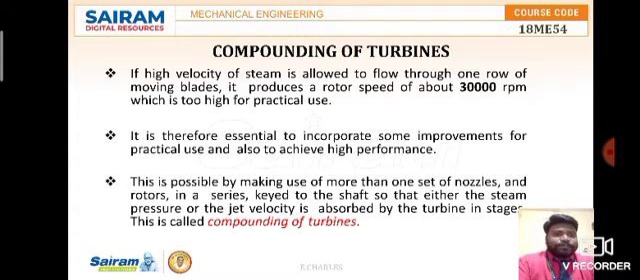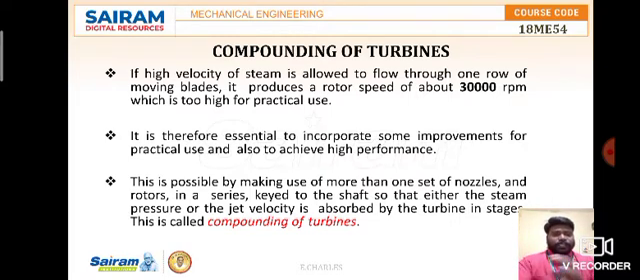This is possible by making more than one set of nozzles. If it is a single nozzle, it will be very difficult. So if you introduce a larger number of nozzles and rotors in series keyed to the shaft, either the steam pressure or the jet velocity is absorbed by the turbine in stages. This is called compounding of turbines.